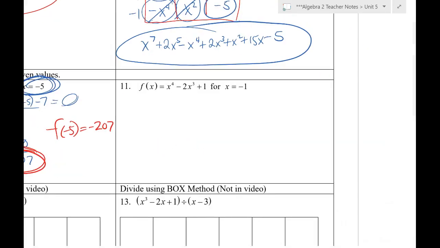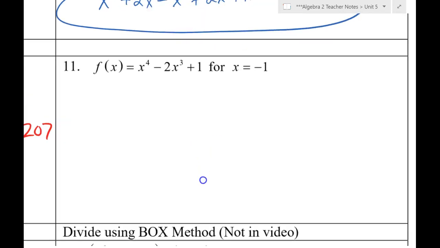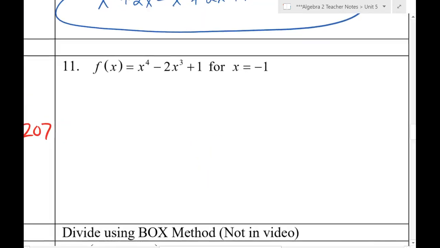Now again, it'll ask you to do it both with substitution, where you just plug the number in, and you can use your calculator or just do the math yourself. And then it'll ask you to do it synthetically. Okay, so now make sure you got all your terms. In this case, we don't, because we're missing an x squared term and an x term. So rewrite it out: x to the 4th minus 2x to the 3rd, then plus 0x squared plus 0x plus 1.